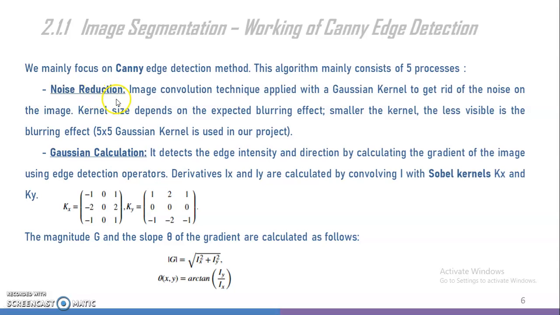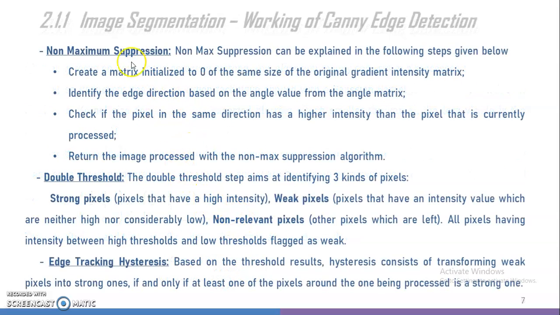First is noise reduction, where the noise is reduced with an image convolution of a Gaussian kernel, or Gaussian blur, as we call it. The next is the gradient calculation, where the edge intensity and the direction of edges are calculated by convolution of Sobel kernels with the image. This is the formula for the gradient and the slope. Next is non-maximum suppression, where some edges are thin and some edges are thick, so we mitigate the thick edges and all the edges become thin in this part.